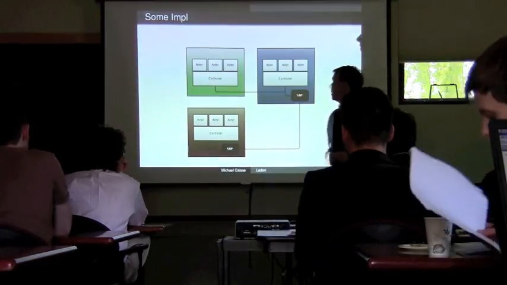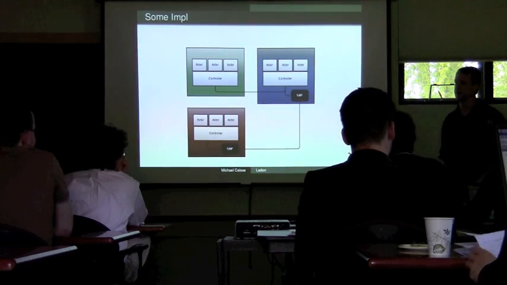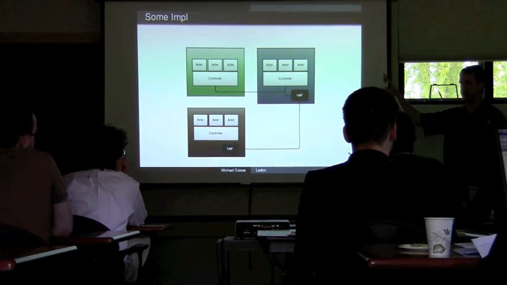Very cool. But you could do the other. You could reinstantiate a new actor and bind it again.